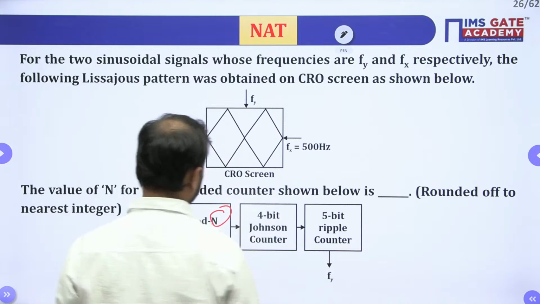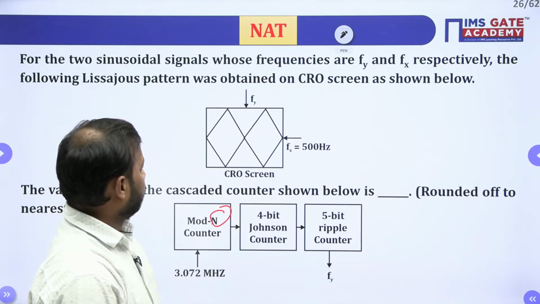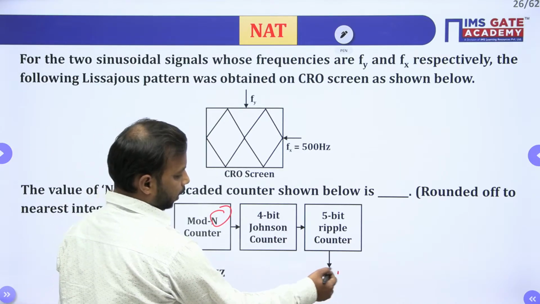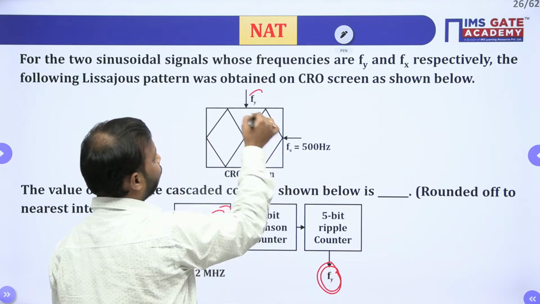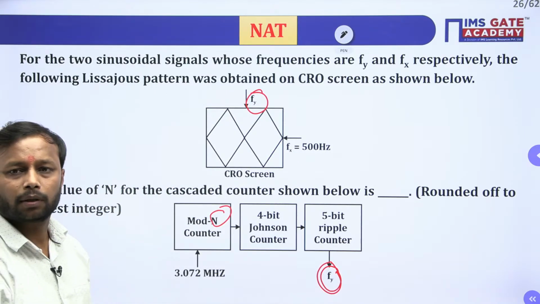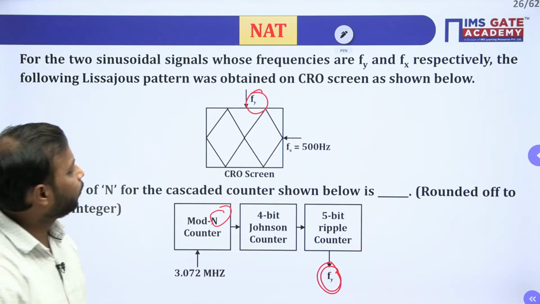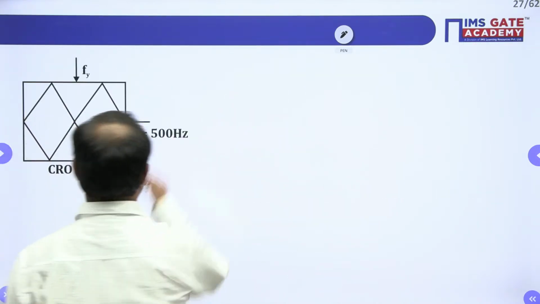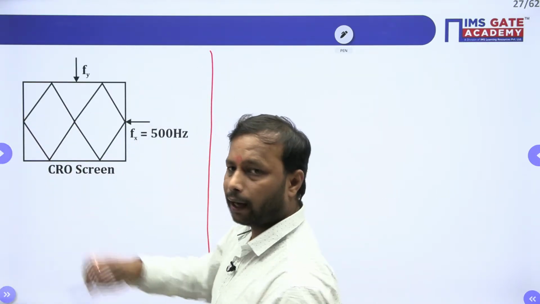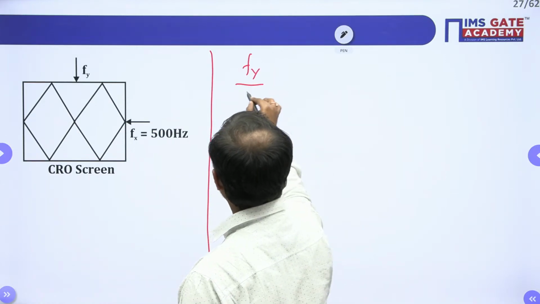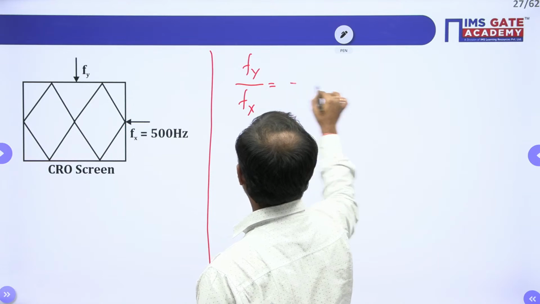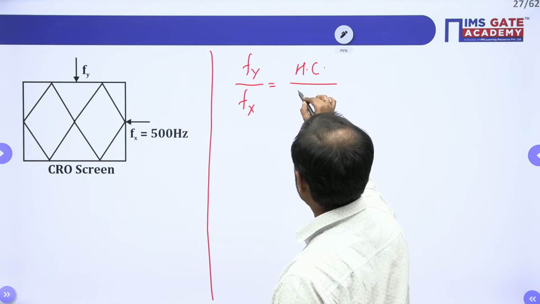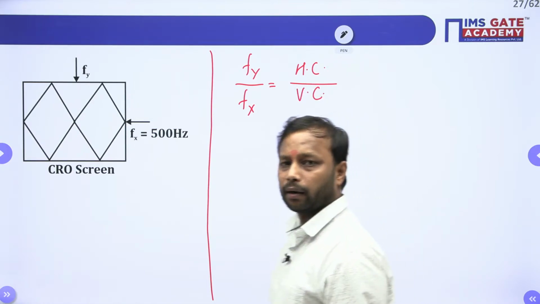How to find this? By looking at this diagram, both are the same. So first we need to find this Fy. How to find this Fy? Using the same concept, vertical cut and horizontal cut. So Fy by Fx is equal to the horizontal cuts at the numerator and the vertical cuts at the denominator.